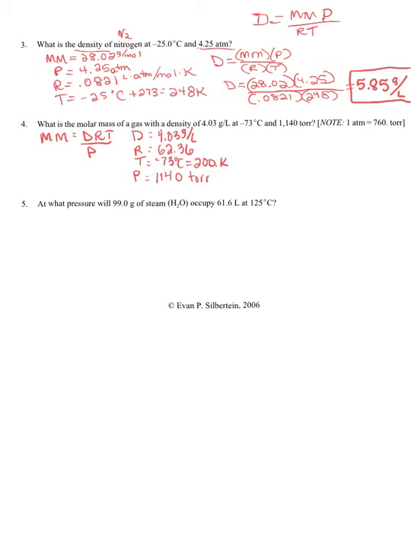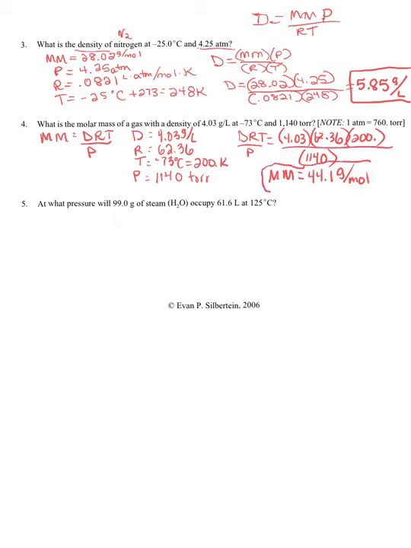My equation then, D R T over P, plugging in. For D, I plug in 4.03. R, I plug in 62.36. T, I plug in 200. P, I plug in 1,140, and I get a molar mass of 44.1. The units all cancel out, and I end up with only grams over moles left.